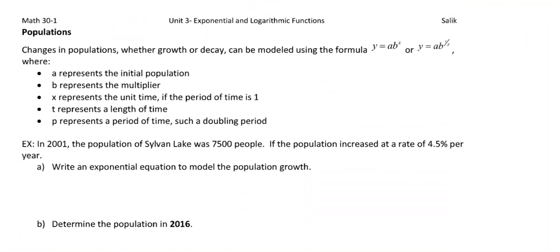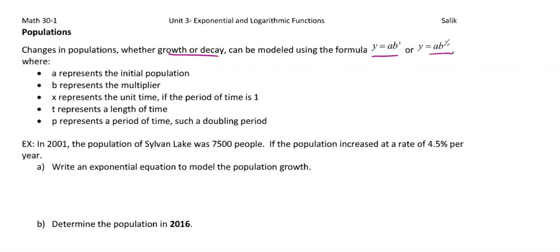Okay, let's get into some practical applications of this. Changes in populations, whether growth or decay, can be modeled by the formula y equals a b to the x, or y equals a b to the power of t over p. And that's a new little part I'll explain in a minute.